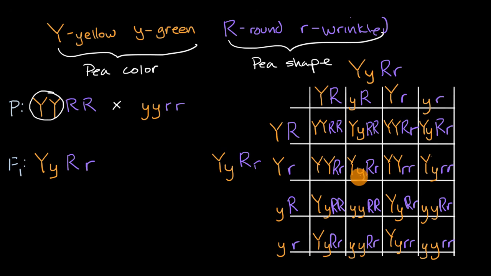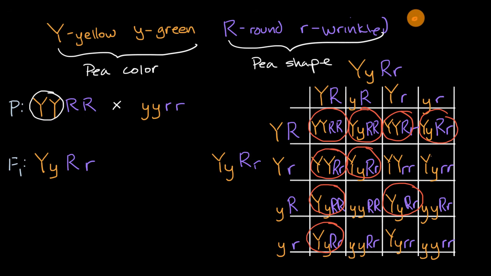Well, let's see, yellow and round, it has to have at least one capital Y and one capital R. So that one's going to be yellow and round. This is going to be yellow and round. This is going to be yellow and round. That's yellow and round as well. This is yellow and round. That's yellow and round. This is yellow and round. And that one is yellow and round. And then last but not least, I think this is the last one that is both yellow and round.